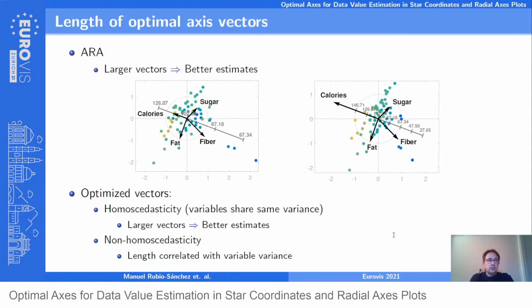So we assume that this would happen also when using these optimized vectors, and in fact our initial results seem to suggest that, but we were using standardized data where the variables have the same variance. And it turns out that this only happens if the variables share the same variance. If not, then the lengths of the optimized axis vectors are more correlated with the variance of the variables. So this is clearly an unexpected result worth mentioning.